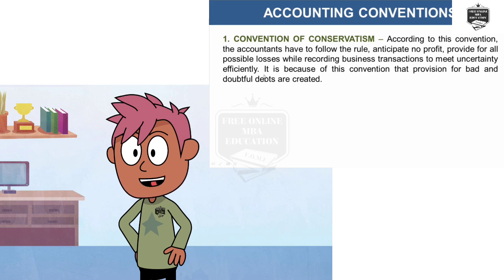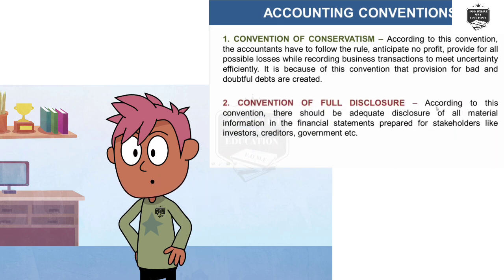You must have seen in accounting transactions that, for this convention of conservatism, provisions are created, which we usually see as provisions for bad and doubtful debts, and reserves are created. All these are to meet uncertainties because we anticipate losses in the future.